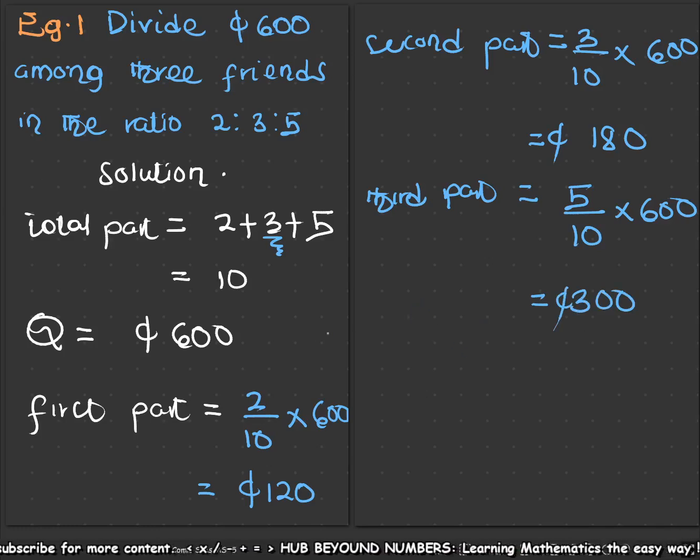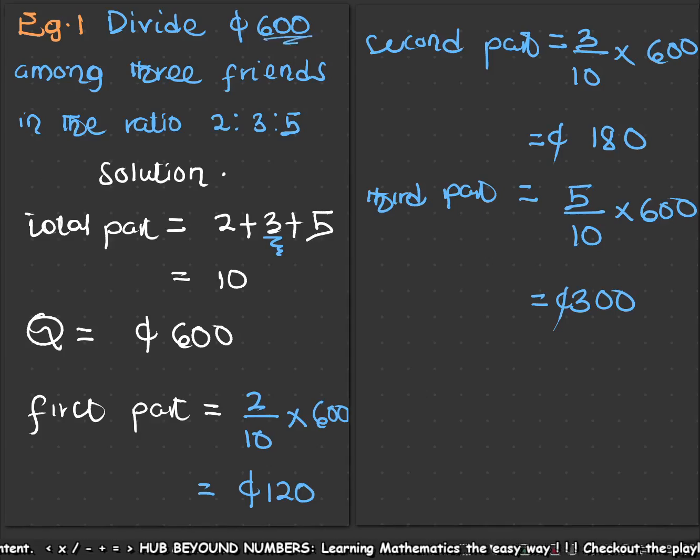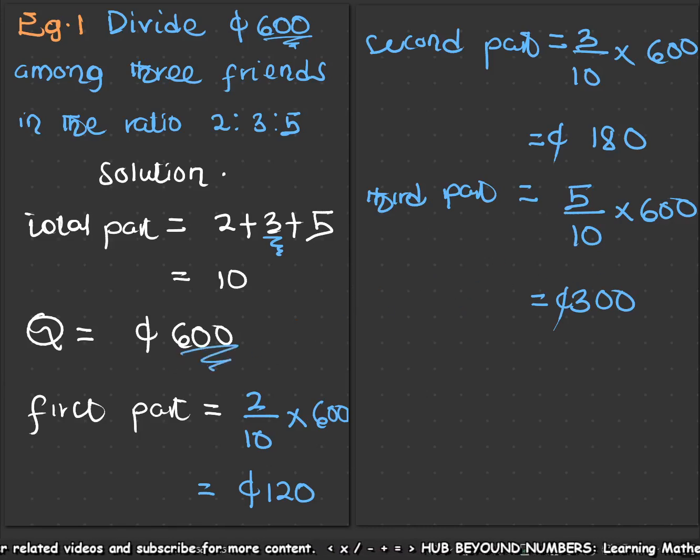So this simply means that among the three friends, dividing this quantity, which is 600, in this ratio, the first friend is going to get 120 cedis. The second one is going to get 180 cedis, and then the third one is also going to get 300 cedis. And you can confirm if what you've done is really true by adding all the parts to make sure you get what? 600 cedis.